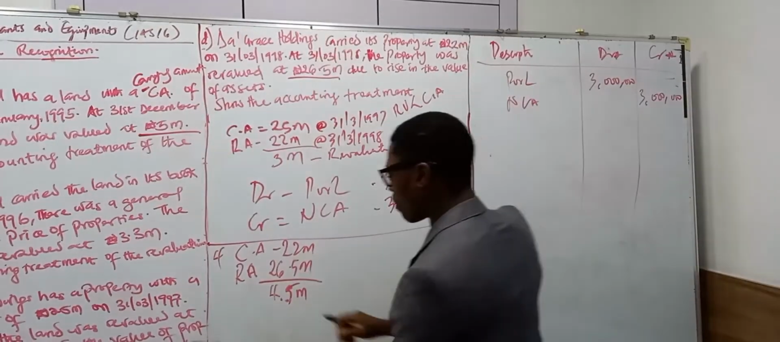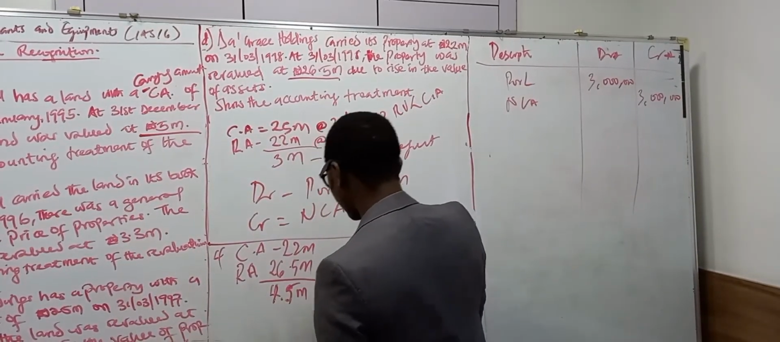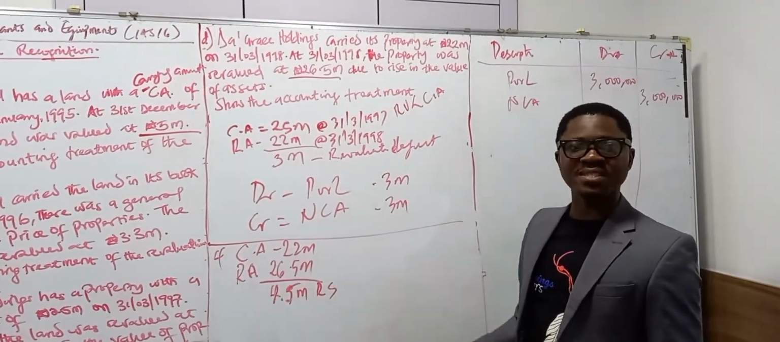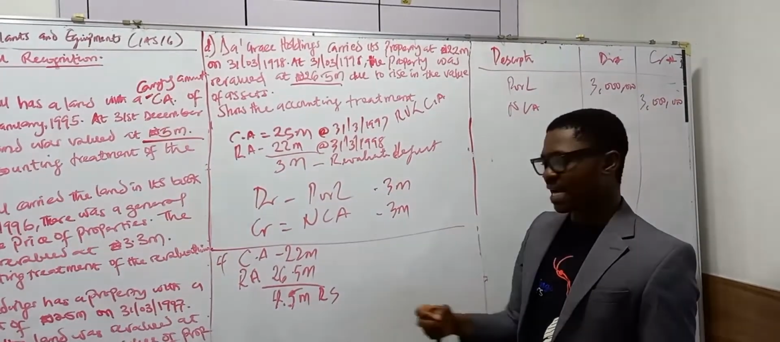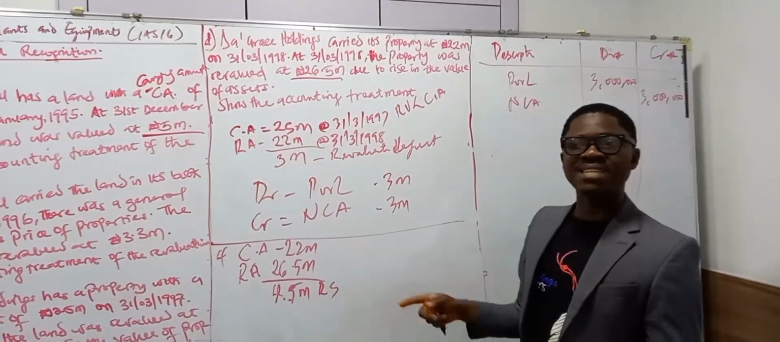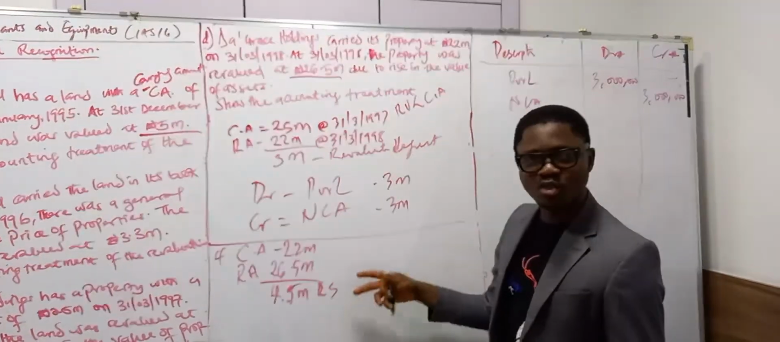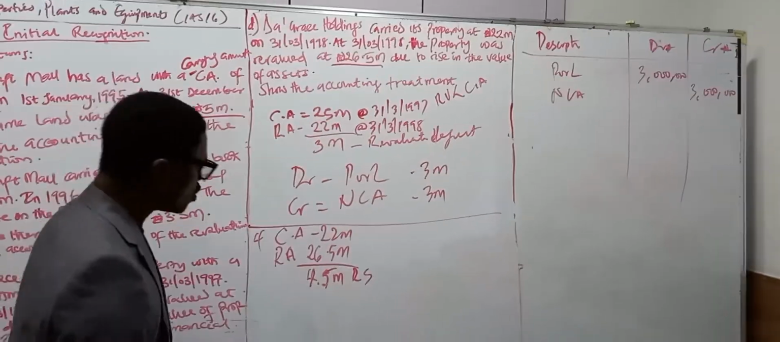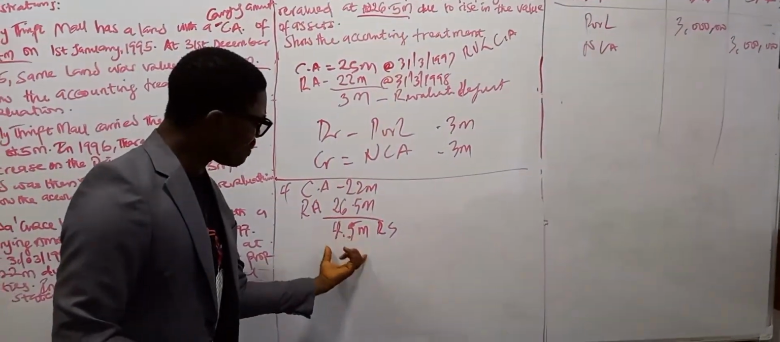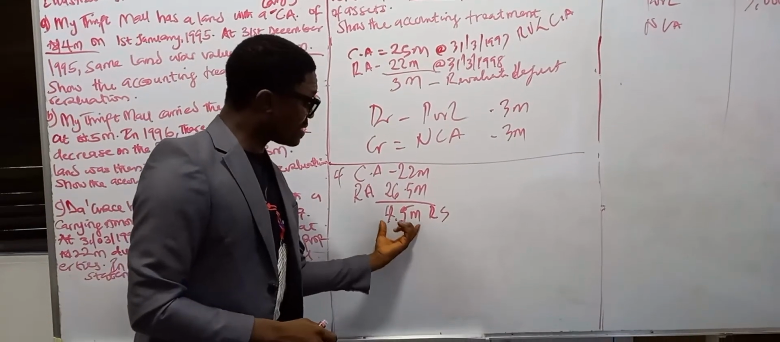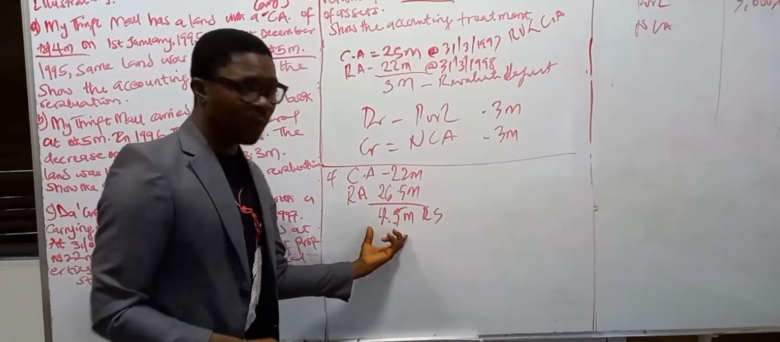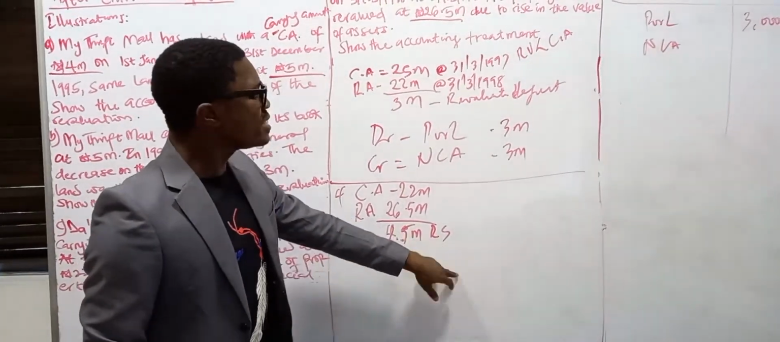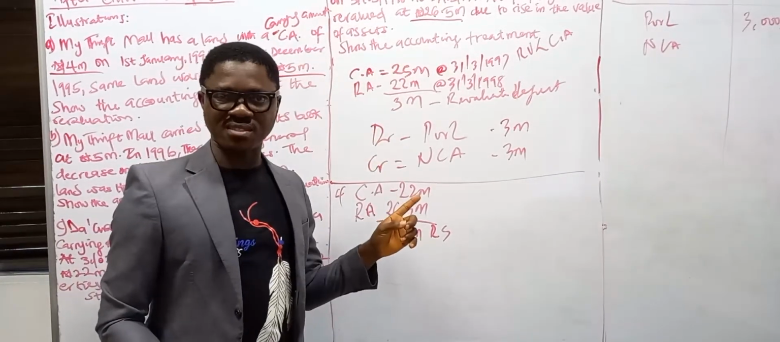And since it is 4.5 million naira, which is a revaluation surplus, if this was an initial revaluation, the accounting entry would have been to debit the non-current asset with 4.5 million and credit the revaluation reserve with 4.5 million. But this is a subsequent revaluation, and because it's a subsequent revaluation, the accounting treatment will be to debit the non-current asset with 4.5 million, the revaluation surplus, and credit the profit or loss to the extent of the initial revaluation deficit.